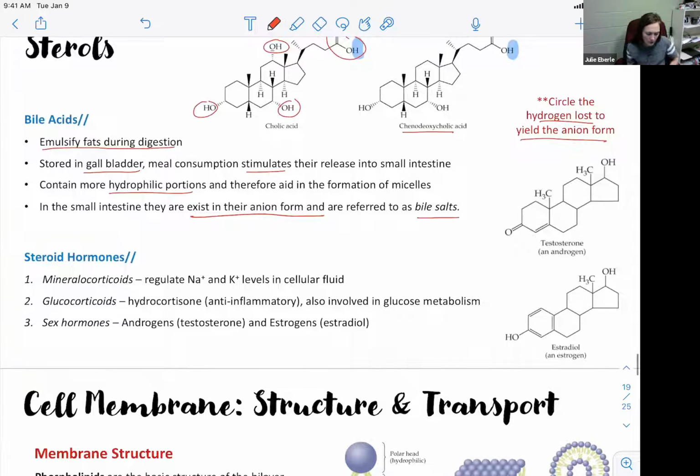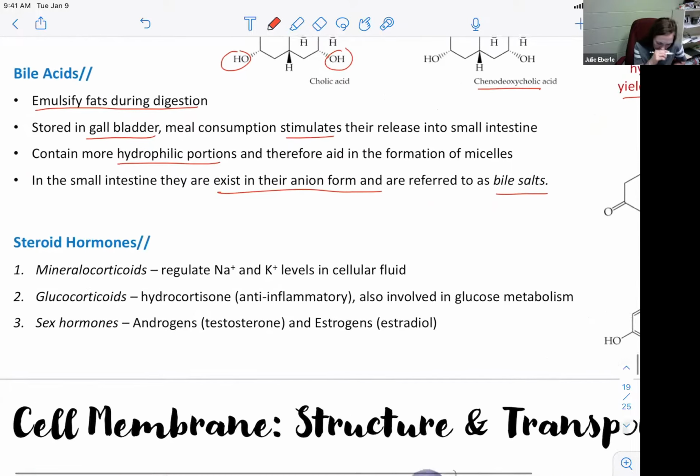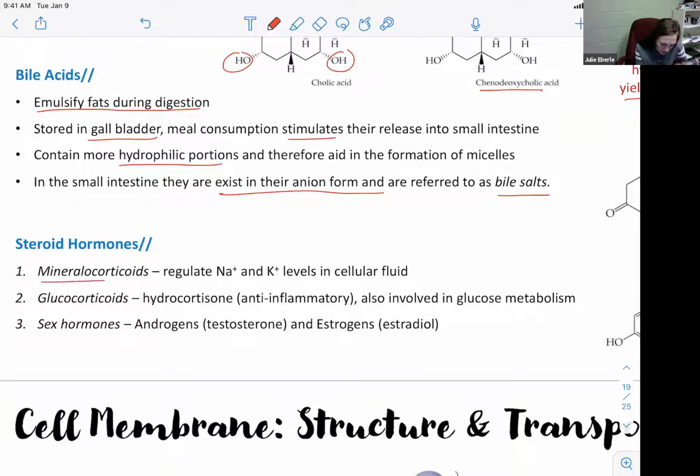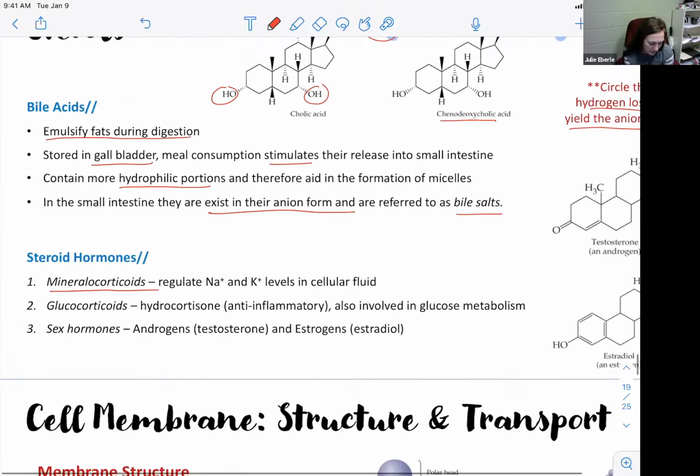Last one, steroid hormones are a type of sterols. I just want you to know these 3 steroid hormones, mineralocorticoids. They regulate sodium, potassium levels in cellular fluid. Sodium and potassium are 2 really critical electrolytes in our body, one for our nerve function. And then we maintain various gradients, concentrations of these electrolytes across cell membranes for many reasons. We're going to get to gradients in just a minute. So mineralocorticoids, those are a type of steroid, and that's what they do.